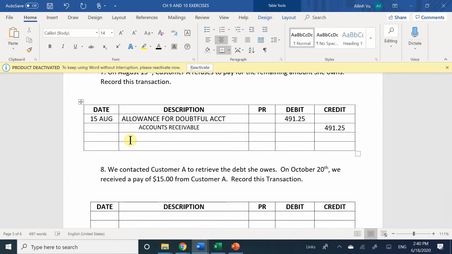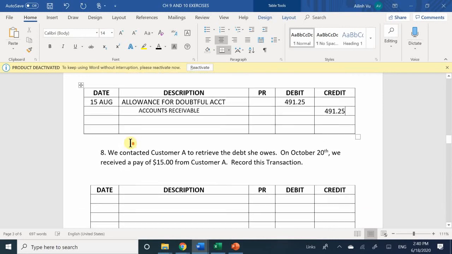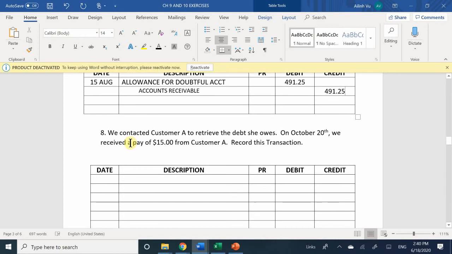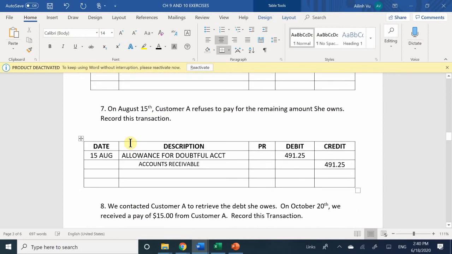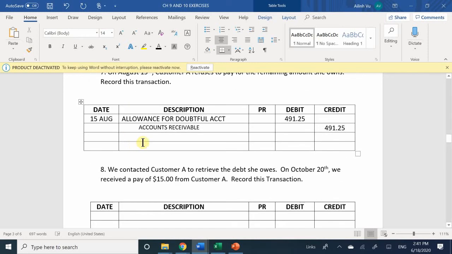Right. But in this case, we're basically making the account zero, because they never paid. Okay? So, therefore, we don't owe anything. All right. So, good question. So, now that here we're at $491.25 that she no longer owes us anymore. Or she claims that she can't pay anymore. Good.